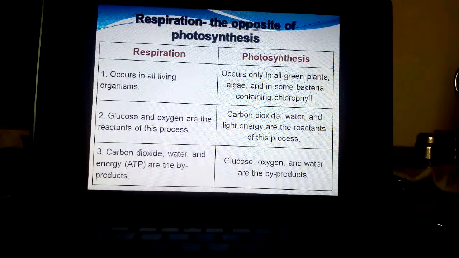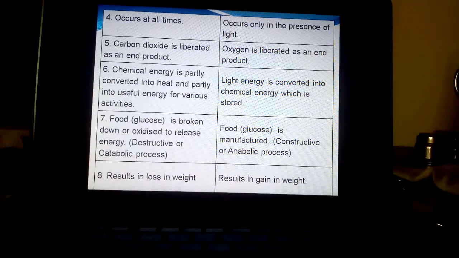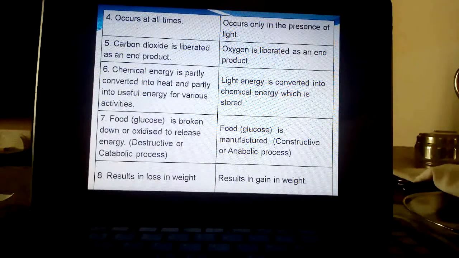Now, let us see the third point. In respiration, carbon dioxide, water, and energy are the byproducts. In photosynthesis, glucose, oxygen, and water are the byproducts. Respiration occurs at all times. When respiration stops, we say the organism is dead, isn't it? But photosynthesis occurs only in the presence of light, that is in the daytime. Carbon dioxide is liberated as an end product during respiration. Oxygen is liberated as an end product during photosynthesis. Got it? In respiration, chemical energy is partly converted into heat and partly into useful energy for various activities. In photosynthesis, light energy is converted into chemical energy which is stored.